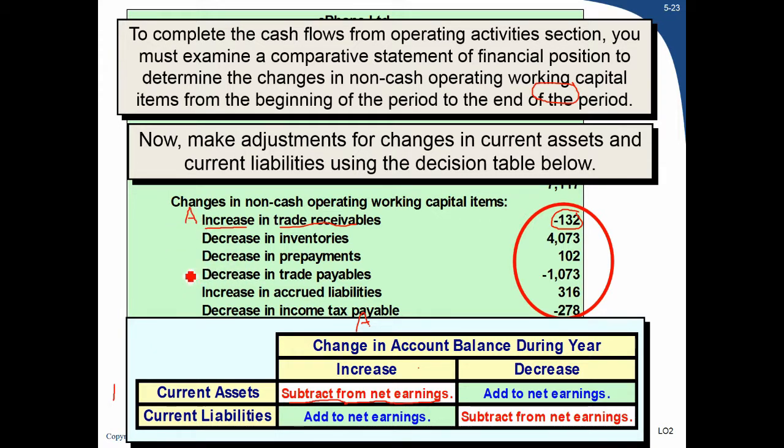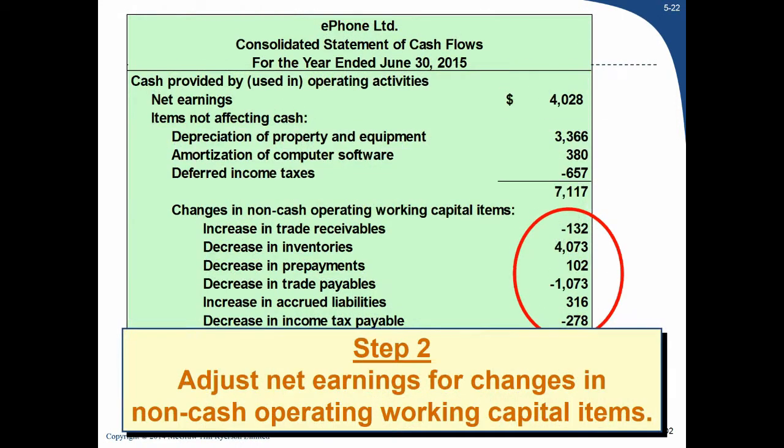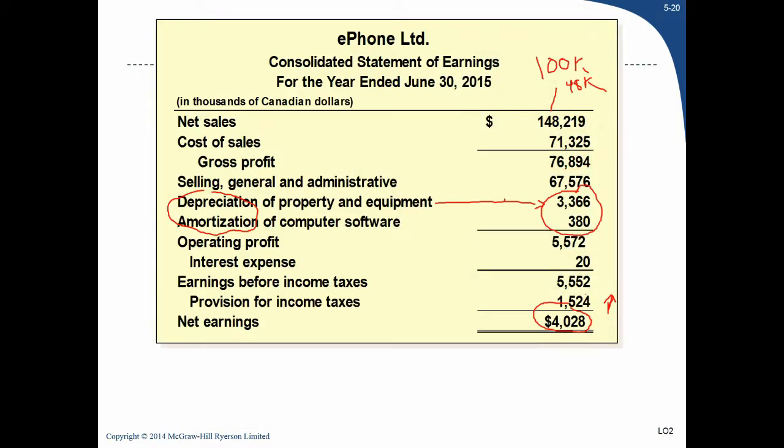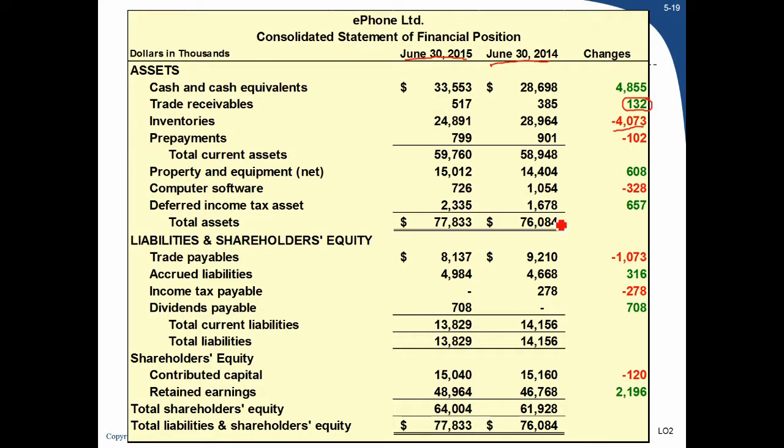Decrease in trade payables, so that was an asset. Let's look at a liability. Decrease in trade payables. Trade payables are going down and we see it's coming out of cash. So why is that? Let's go back to trying to reconcile. We'll focus in on that balance and I'll show you the logic. Last year, June 30th, 2014, we owed a supplier $9,210. And this year we owe our suppliers $8,137.